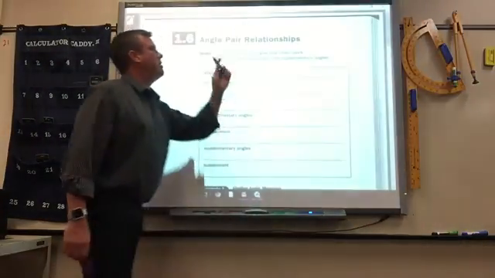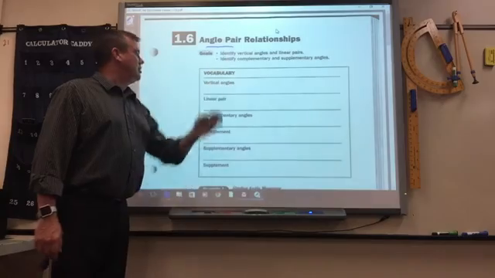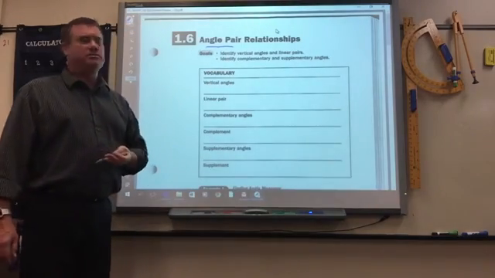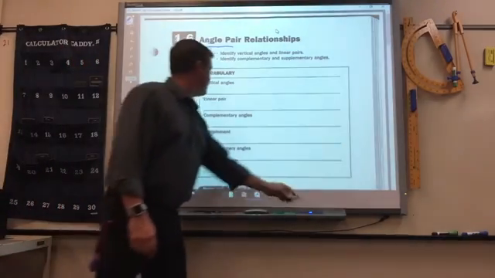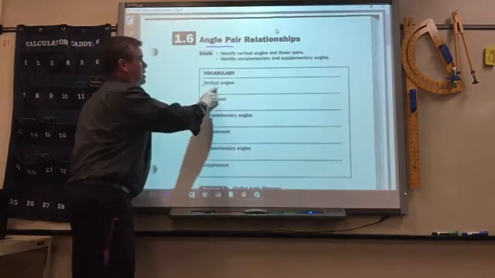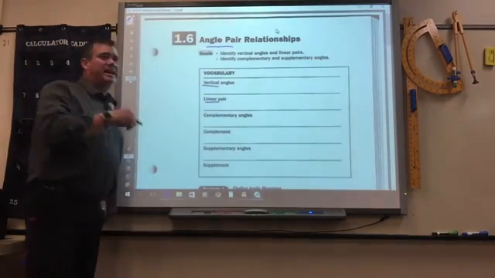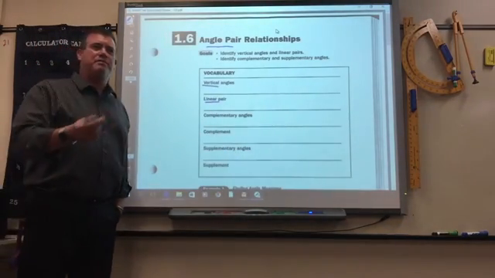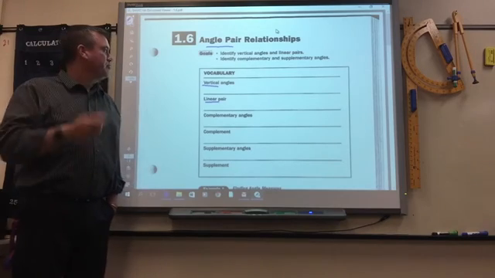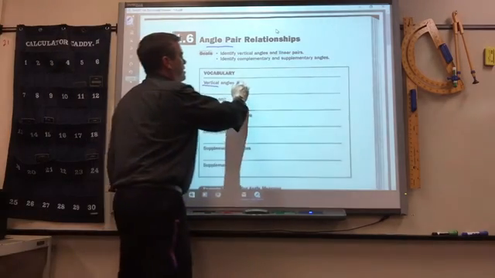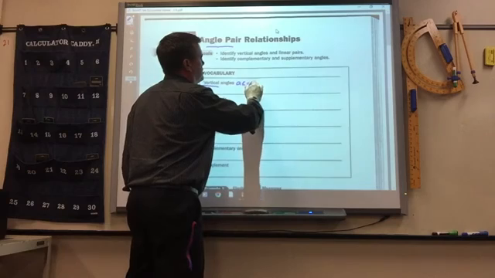Right, angle pairs. You did learn this in 8th grade. Maybe you've forgotten it. Vertical angles and linear pairs. Again, used in almost everything throughout this book. Vertical angles are across from each other.